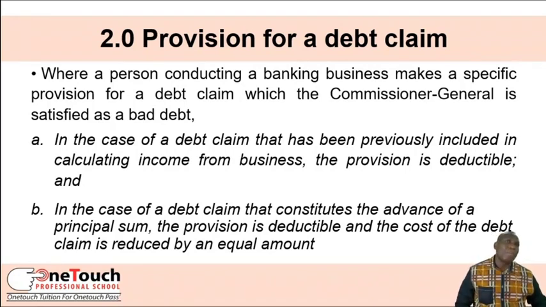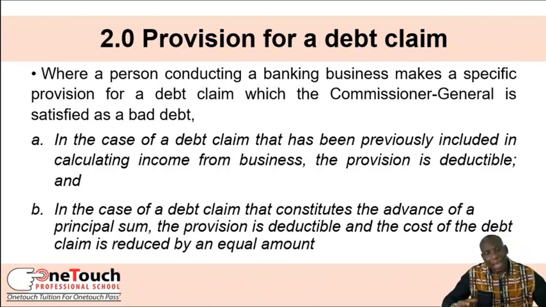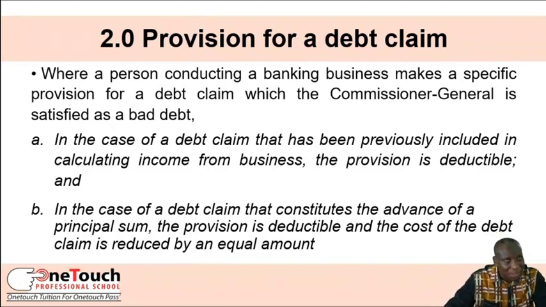You know, one of the main challenges of banks is non-performing loans. You are aware. And when it comes to most of these non-bank financial institutions, one of their headaches is the non-performing loans, which sometimes turn out to be bad debts. And because the bank, in order to be prudent, always wants to make provision for these debt claims, the question is, are these provisions allowed for tax purposes when it comes to banks?